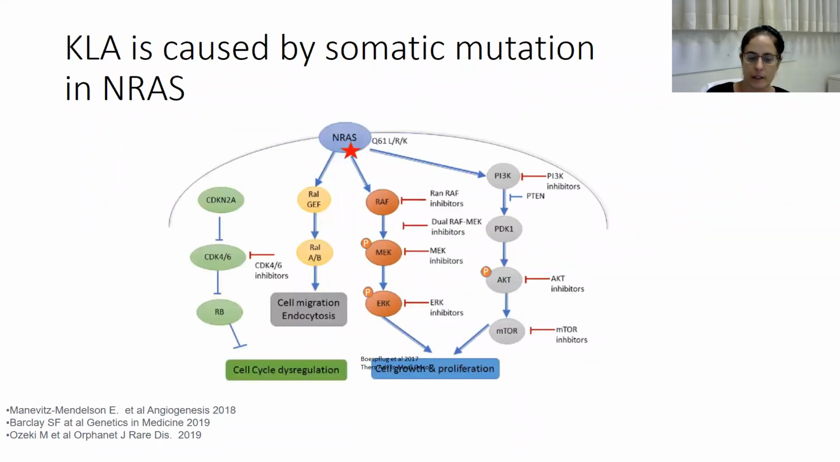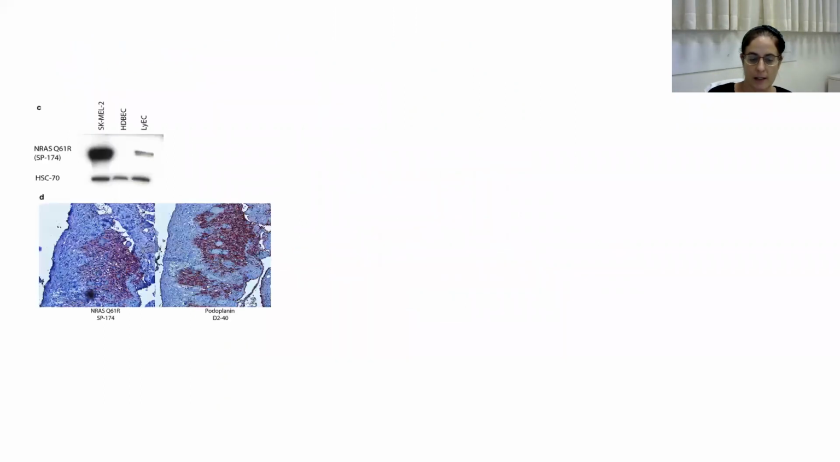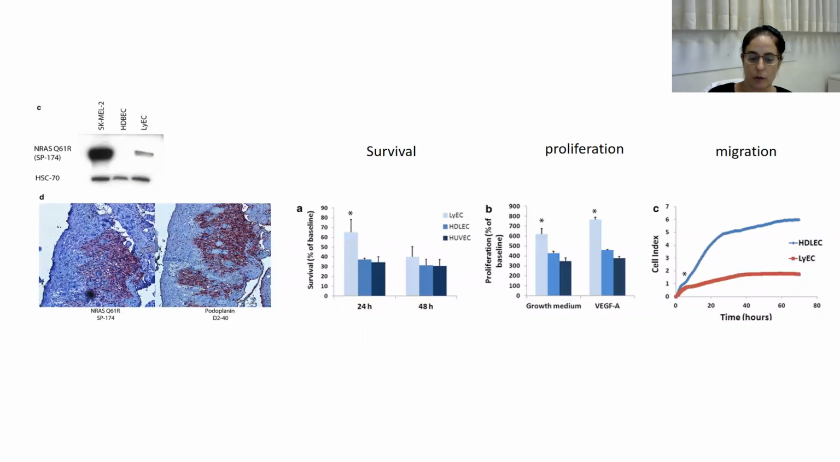In the last few years, our groups and others have gained insight on the cause of KLA. A somatic activating mutation in the gene NRAS was found in most of the patients. The mutation is present specifically in the lymphatic endothelium of the affected tissues. Furthermore, we found that lymphatic endothelial cells bearing the mutation have increased survival and proliferation and decreased ability to migrate.